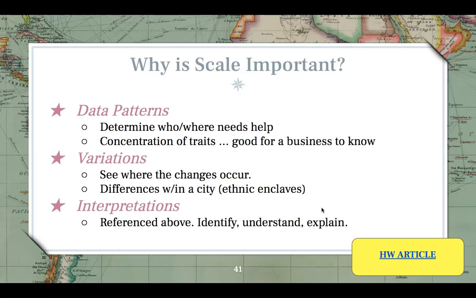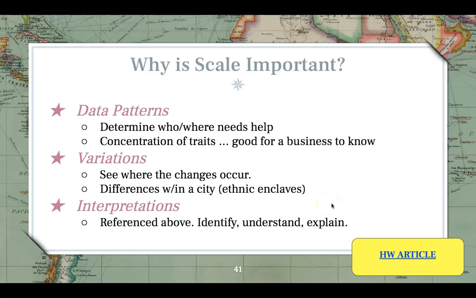And then it allows you, ultimately people take different interpretations from these, and we're going to spend more time on that in class. But basically, you can walk away with either a misunderstanding of a concept or a better understanding of the concept if you know what scale you're looking at it. Okay.